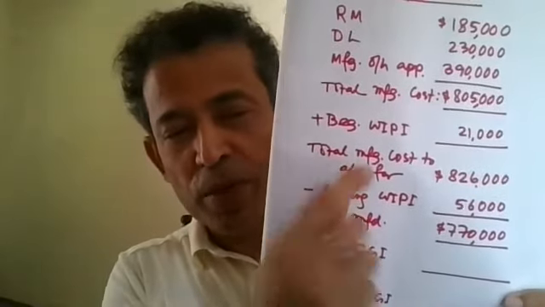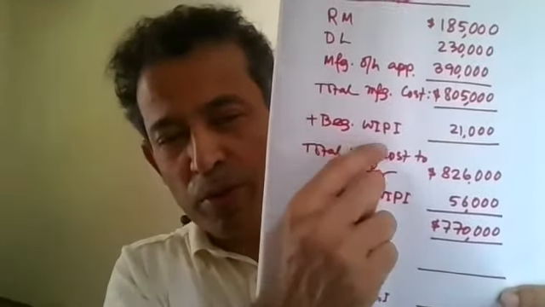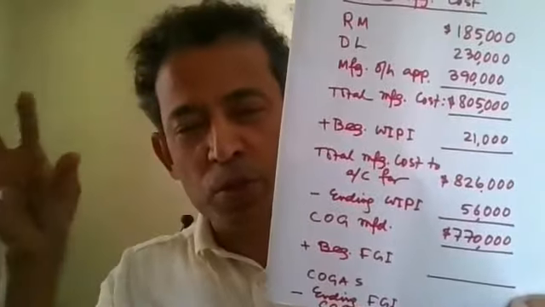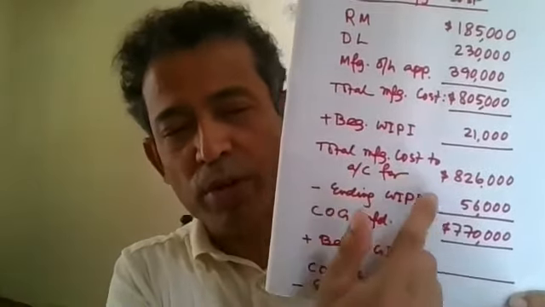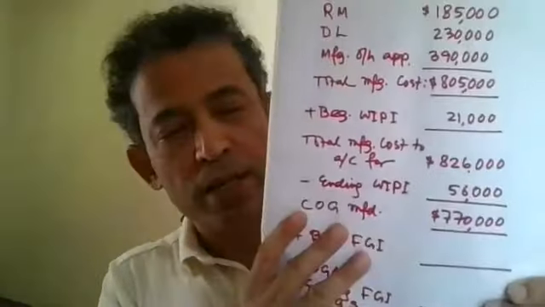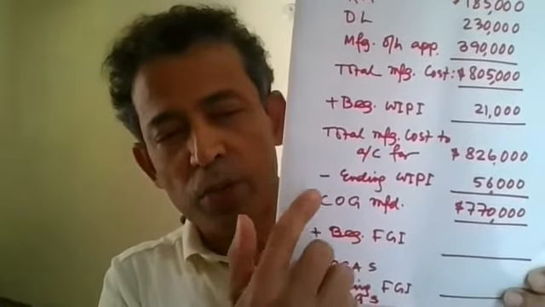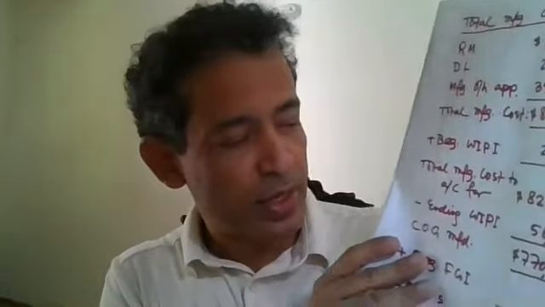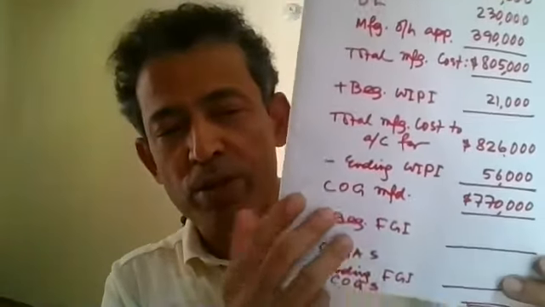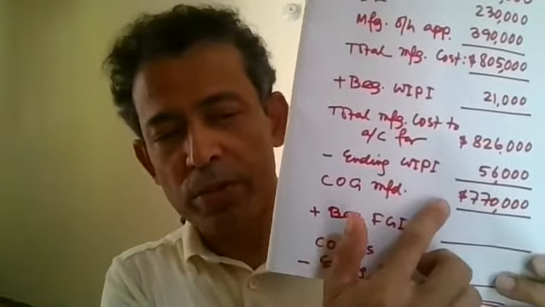I like it. Total beginning work in process plus all the resources that we put in the process is what you need to account for. So total manufacturing cost we need to account for is $826,000. Then we have something in our ending work in process inventory, which was $56,000. That gives us cost of goods manufactured to be $770,000.